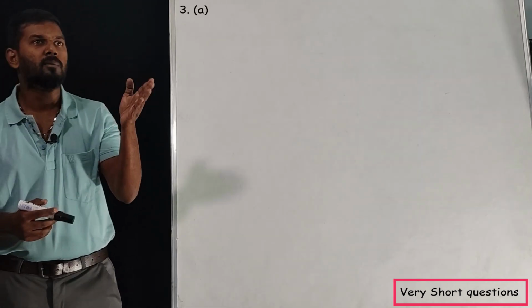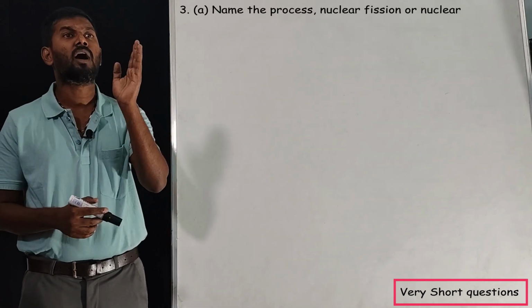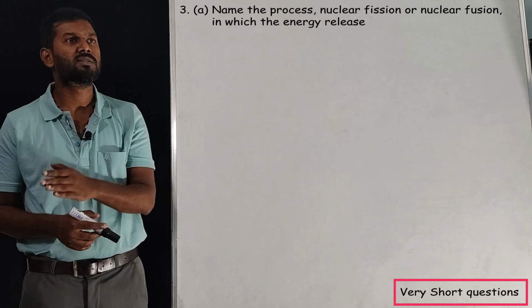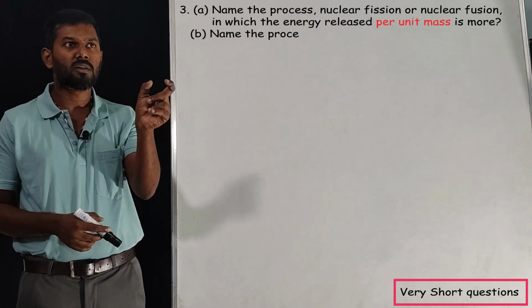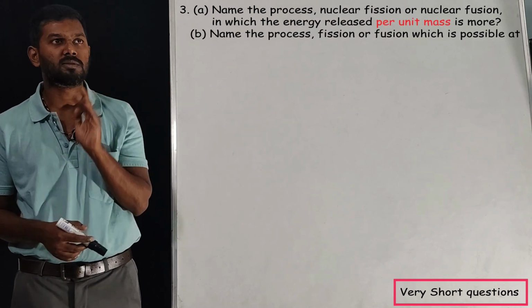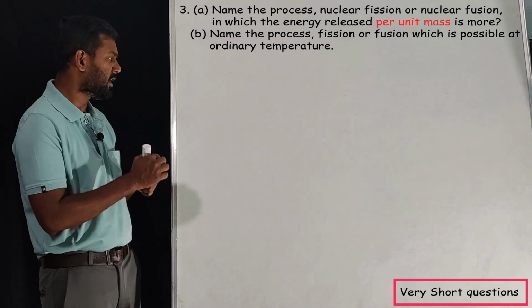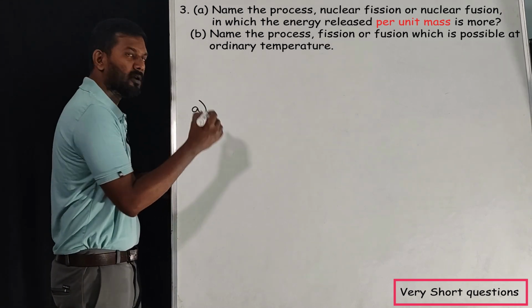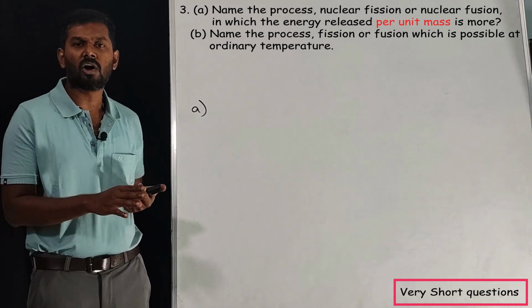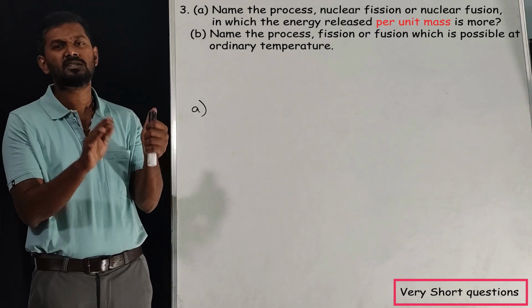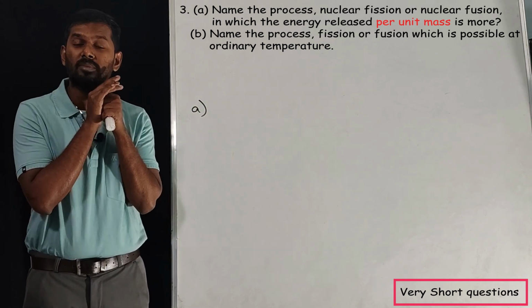Our next question, name the process, nuclear fission or nuclear fusion, in which energy released per unit mass is more. Here the important word is unit mass. So we have one more question, we'll go for it later. See, first question, listen. If you have seen the concept video, we can easily say the answer is nuclear fission. Correct? No, that is completely wrong.